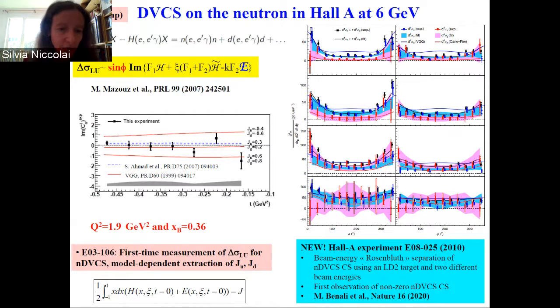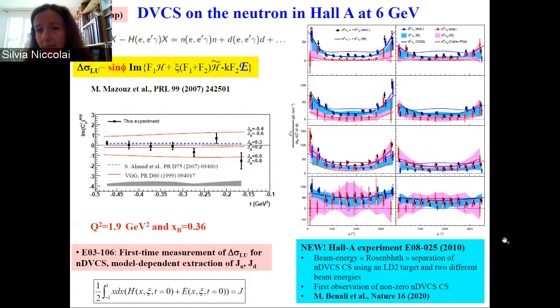This result was compatible with 0. It still helped to get a first model-dependent extraction of the angular momentum of the quarks U and D, and showed the importance of this channel for the GPD program.